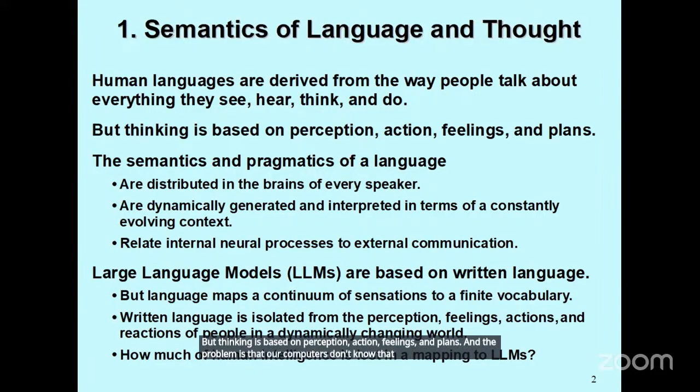All they see when they're processing large language models is written language, and the language does not have all of the sensation. It's isolated from perception, feelings, actions, and reactions of everybody. And the question is, how much of human intelligence is lost in a mapping to the LLMs?